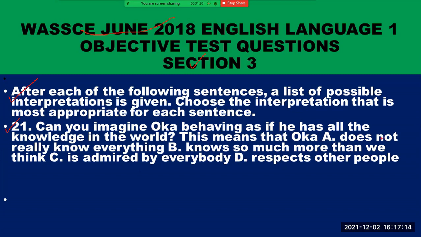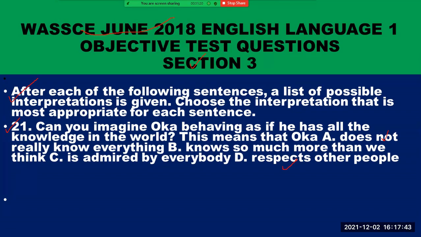Yes, most likely. That it doesn't really, it's just behaving as if. So the speaker means that this guy doesn't know everything. He's only pretending that he knows everything. Then B, knows so much more than we think. No, that's not interpretation. C, is admired by everybody. No, completely out of point. D, respects other people. Completely not connected.